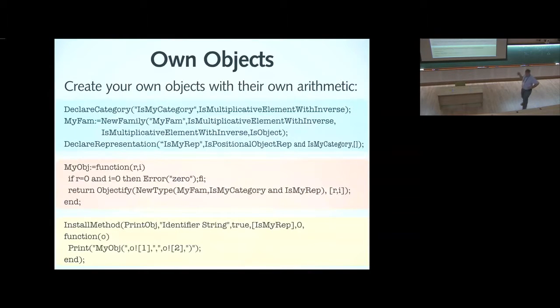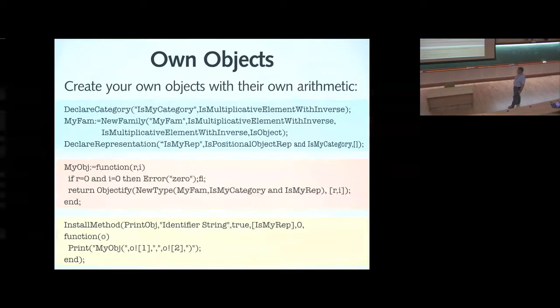You can create your own objects, and for that you would need the method selection. This is not something to read through in detail. This is just a very basic template, and I'll put this on the web pages where you could look through it, if you were interested in creating your own objects. So, what you need to do, you need to have a category for your objects, you need to create a family where your objects are in, and a representation which your objects have. Category is mathematical properties, representation is the way it is stored. You make a function for creating your objects and you create them with Objectify.